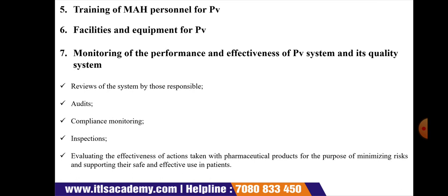Then comes the monitoring of the performance and effectiveness of the pharmacovigilance system and its quality system. This includes reviews of the system by the responsible authorities, audits, compliance monitoring, inspections, and evaluating the effectiveness of the action taken with pharmaceutical products for the purpose of minimizing risk and supporting their safe and effective use in patients.